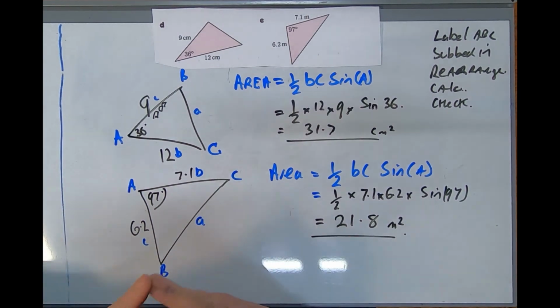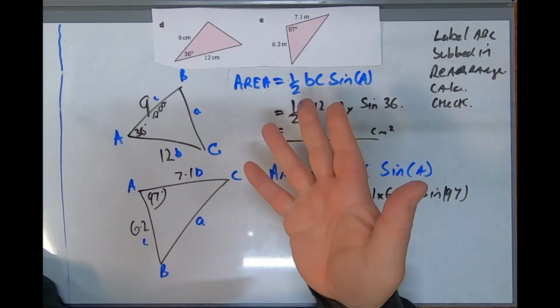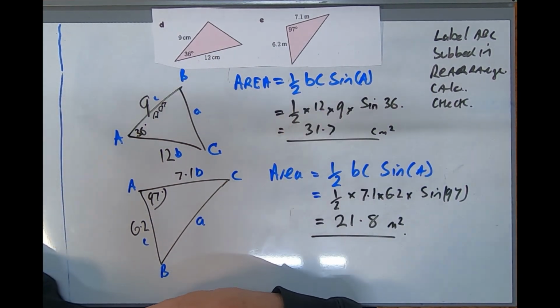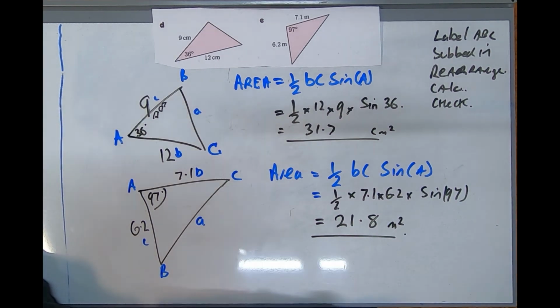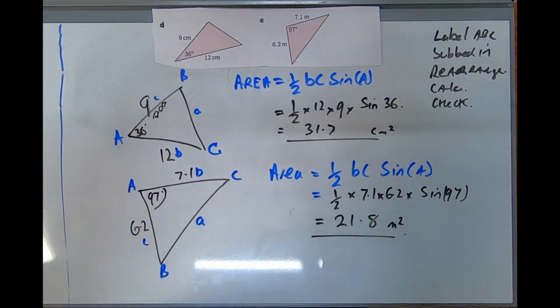Okay. Now, we're going to have to look for a little bit of a variation, maybe 2 triangles or maybe even a working backwards question. Bye for now.